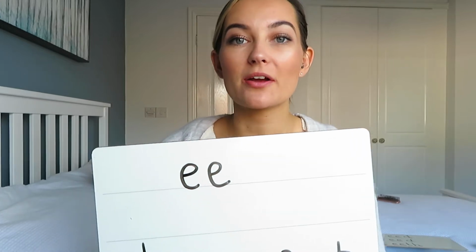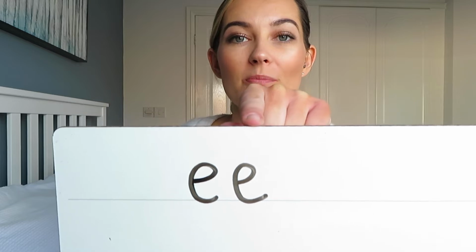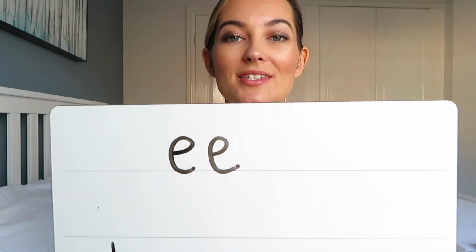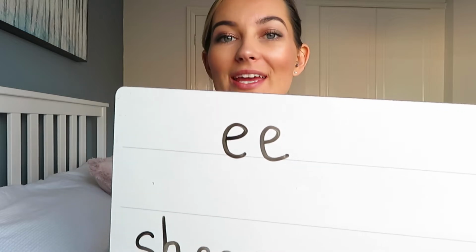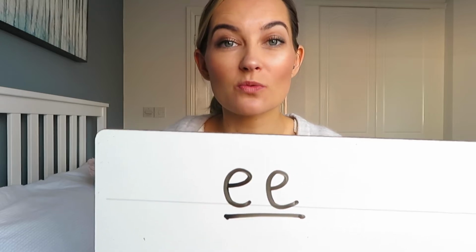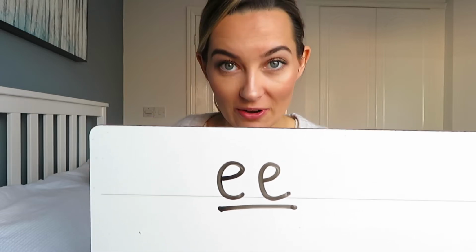So today we are going to be recapping the digraph ee, and you can see on my board I've written that for you. It's got two e's together and the letter names are e and e. So I'm just going to zip them together, and because I've zipped them together and they're two letters and one sound, it's called a digraph.